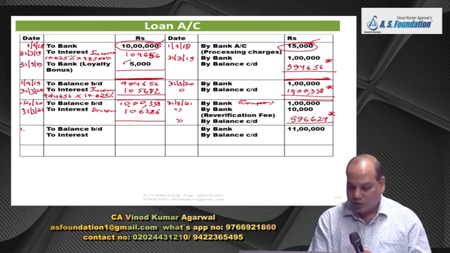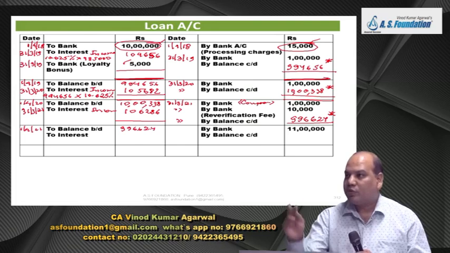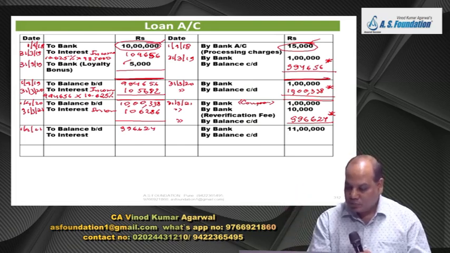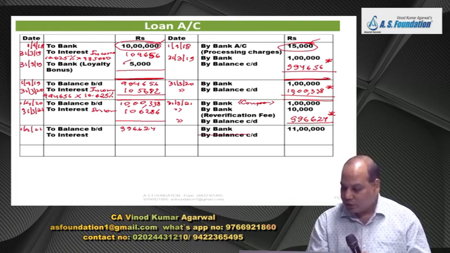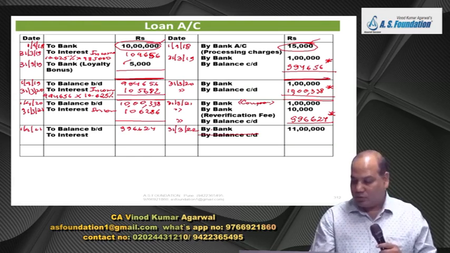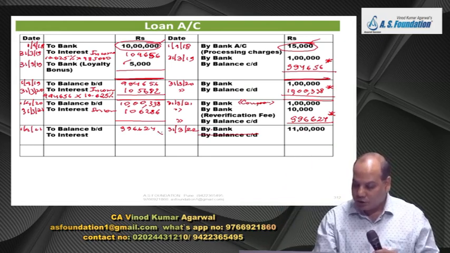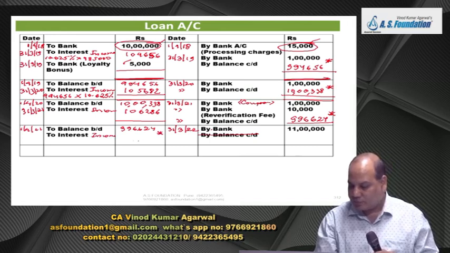And then last year, 1/4/21, 9,96,624. You have to write the date also in the exam. All calculation. Now wait, in this year what I'll do? I will first write on the credit side 31st March 22, by bank 11 lakh. Why 11 lakh? It's written in your table also, 1 lakh plus 10 lakh. And this interest income will become your balancing figure.